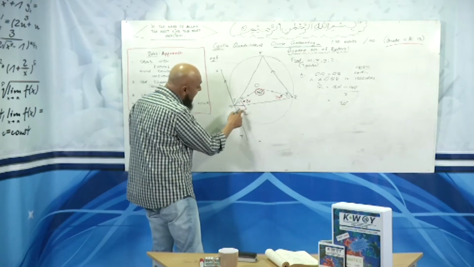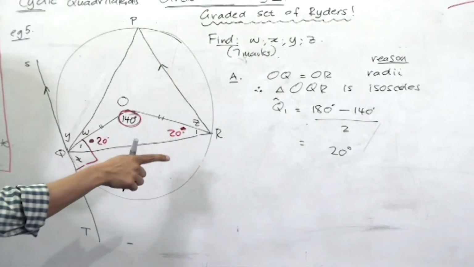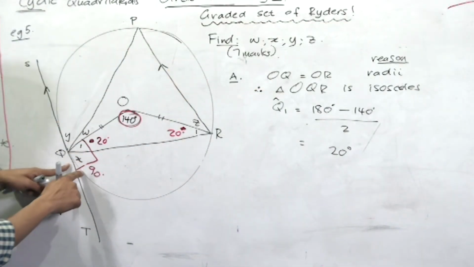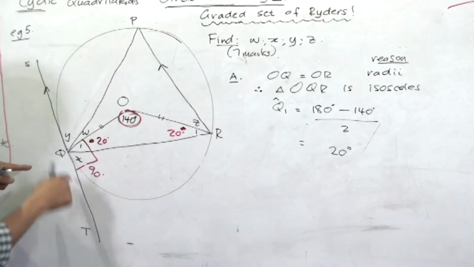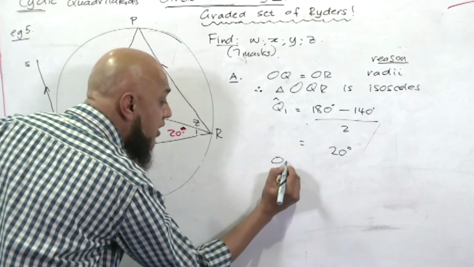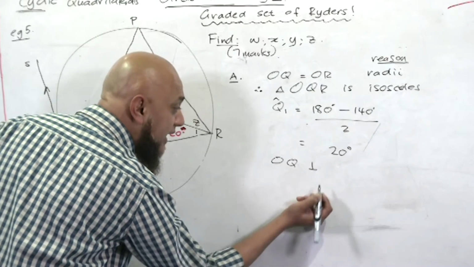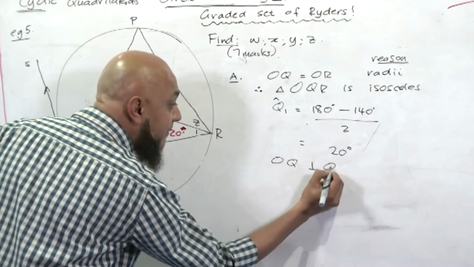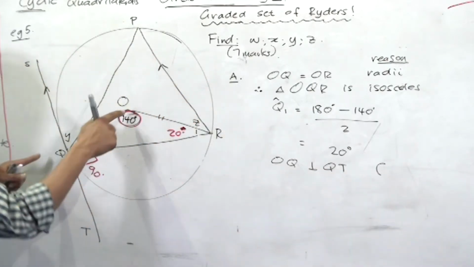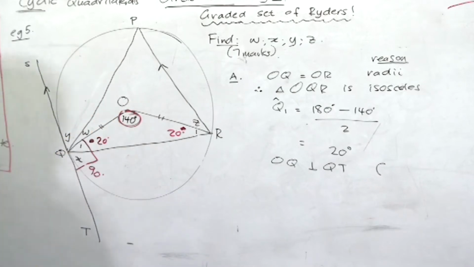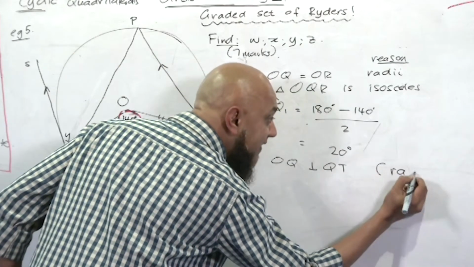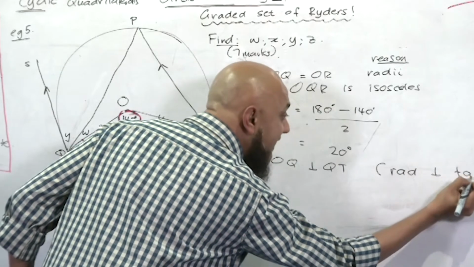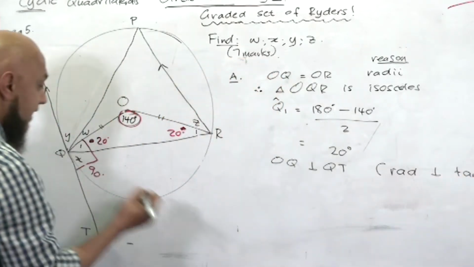Okay, now we had this to be 90, but we didn't put a reason there. So let's now first prove this to be 90. We say OQ is perpendicular, or 90 degrees, to QT. And why are you saying that? Because a radius is 90 degrees to a tangent. That's a rule, that's a theorem. Radius is always 90 degrees to a tangent.